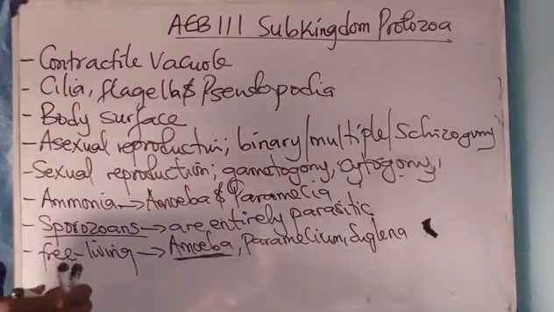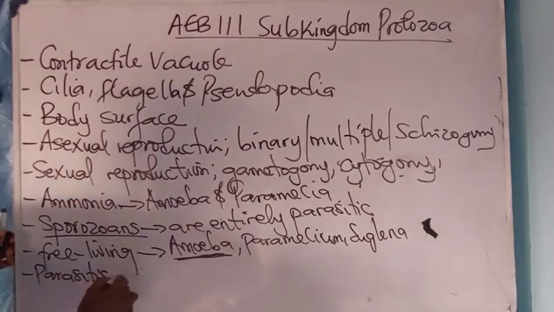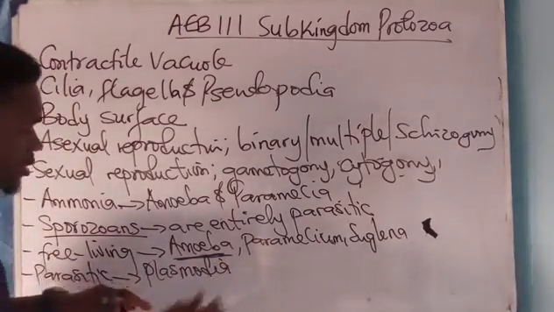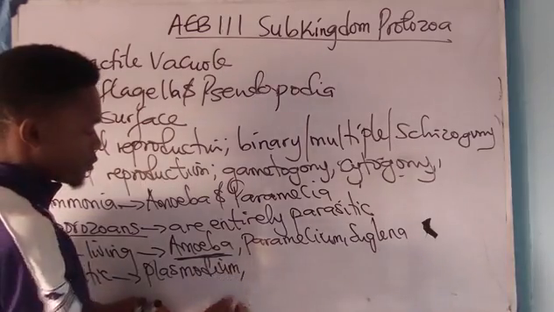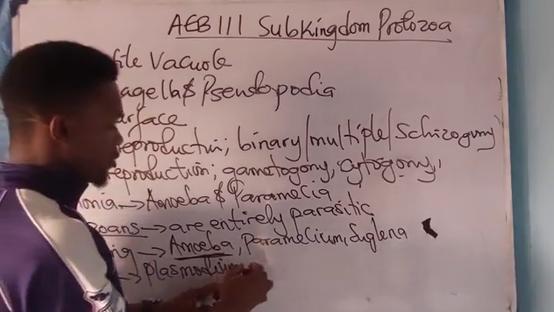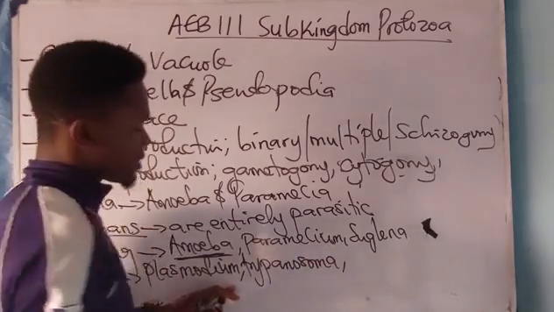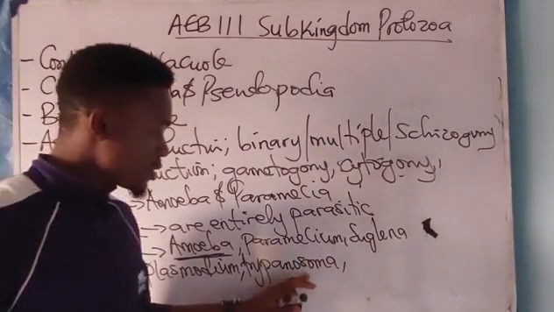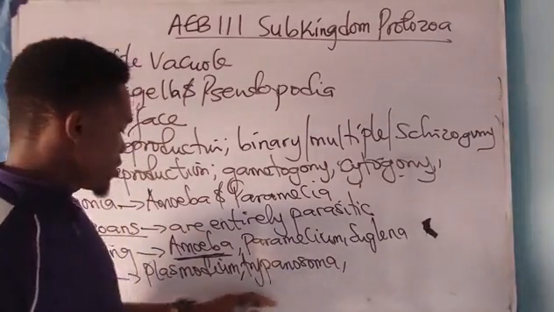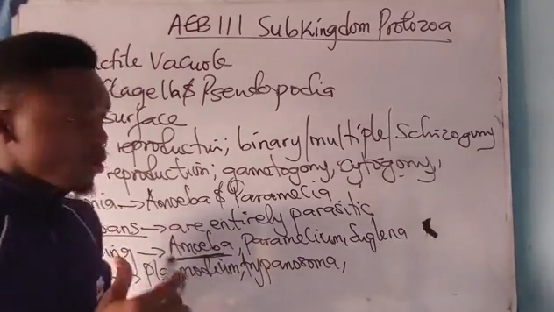Then some other examples of protozoans that are parasitic. You have the plasmodium. Plasmodium is the causative agent of malaria. And you have Trypanosoma. Trypanosoma is the causative agent of sleeping sickness. So these are protozoans.